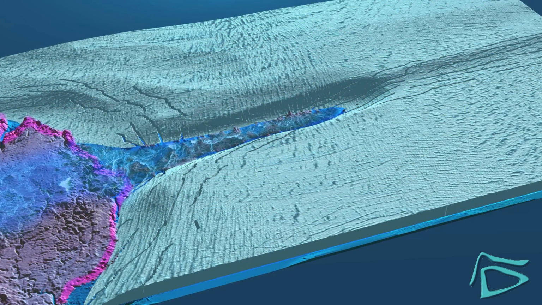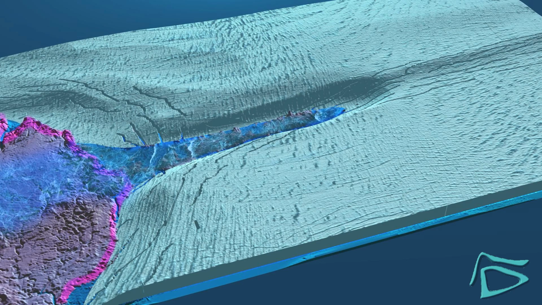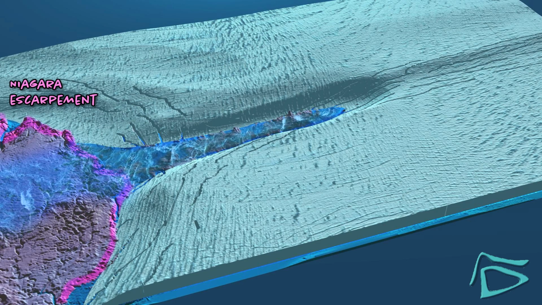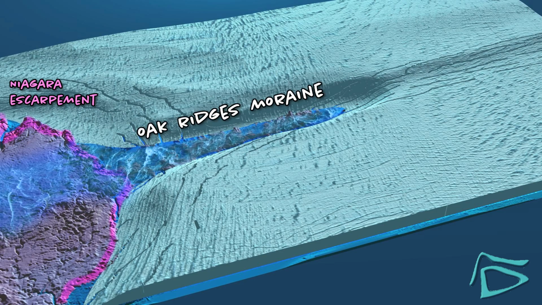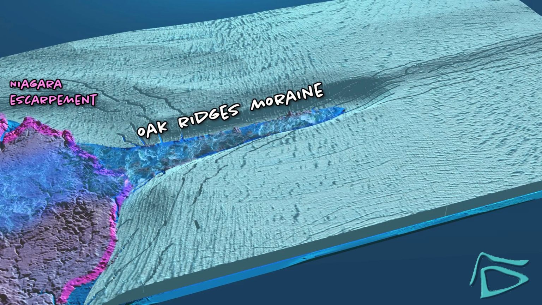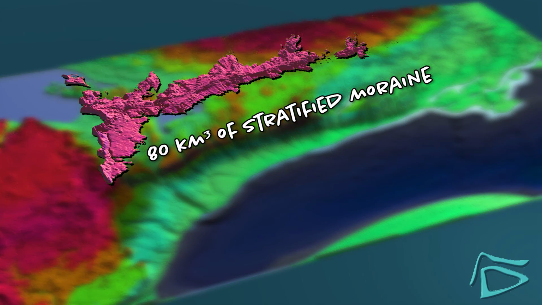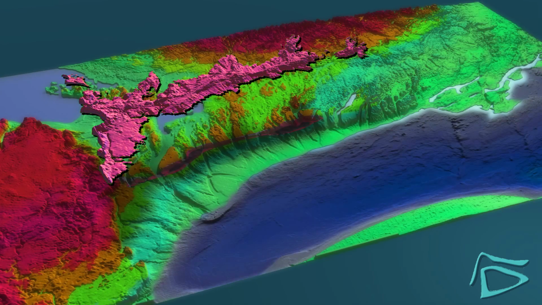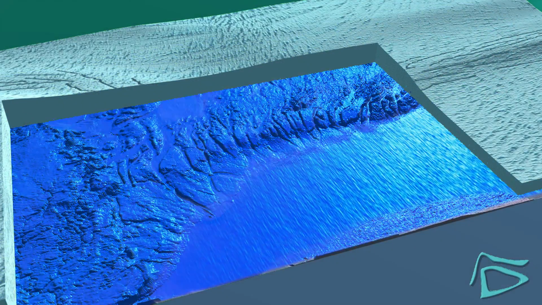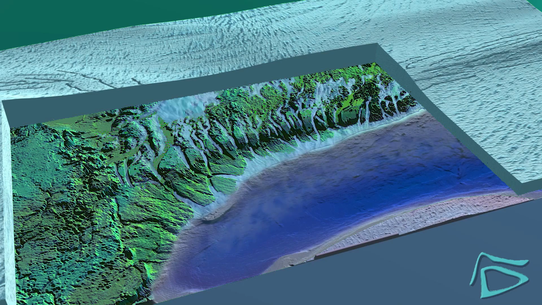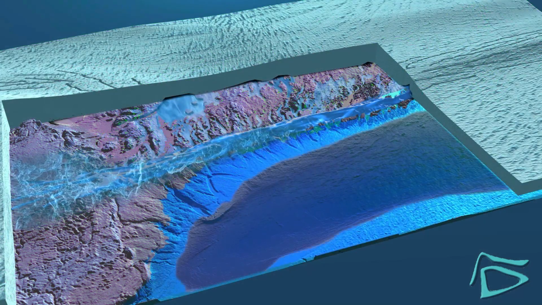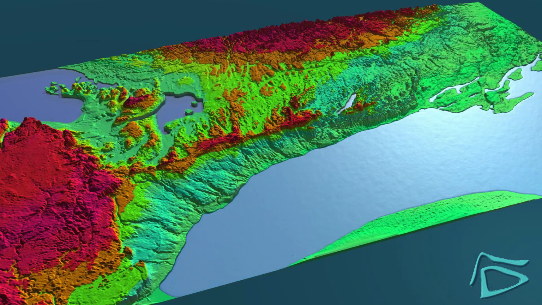And later, we will see how the Niagara Escarpment also dammed glacial meltwater, trapping 80 cubic kilometers of the Oak Ridges moraine stratified sediment, forming an enormous groundwater reservoir system. In particular, we will see how Icelandic-style meltwater floods started a series of events leading to formation of the Oak Ridges moraine and its aquifer structure.